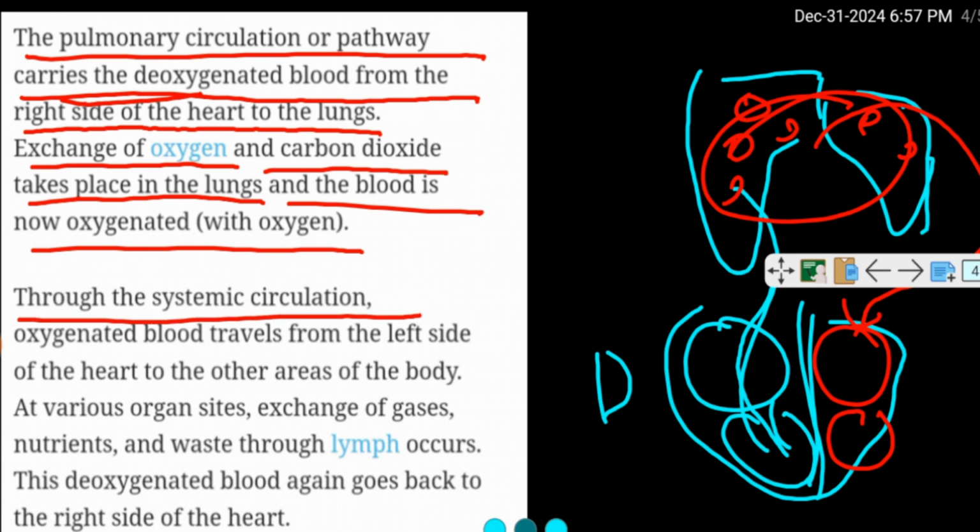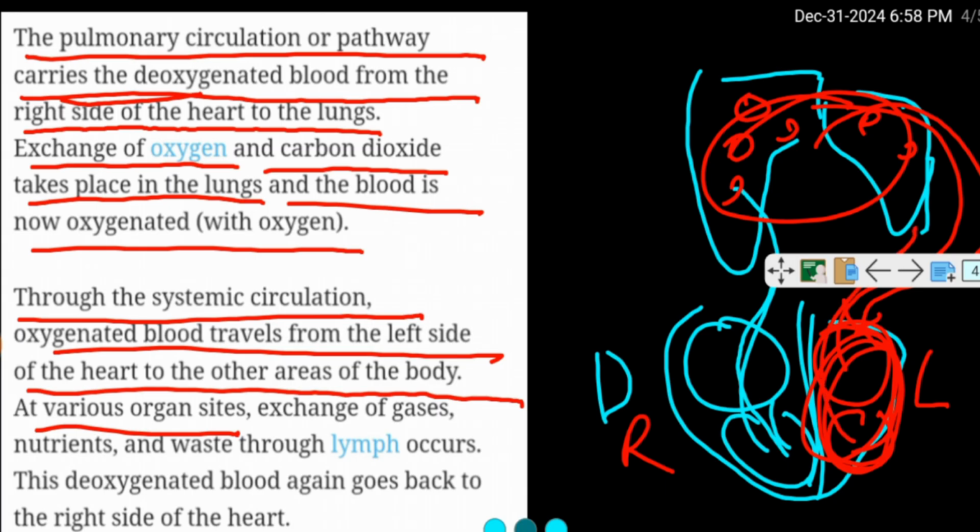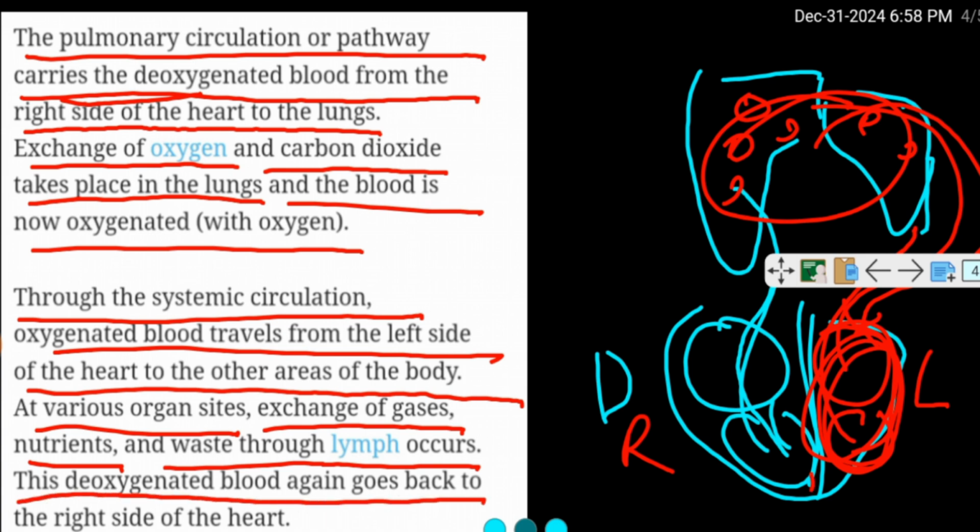Then through the systemic circulation, all the oxygenated blood travels from the left side of the heart to the other areas. Yes, so this is your left side and this is your right side. So the left one deals with oxygenated blood. It has just come freshly from the lungs, and then this is given to the remaining parts of the body, and then there takes place a lot of things, exchange of gases, nutrients, waste through the lymph system also, we have discussed that. And this deoxygenated blood again goes back into the heart.